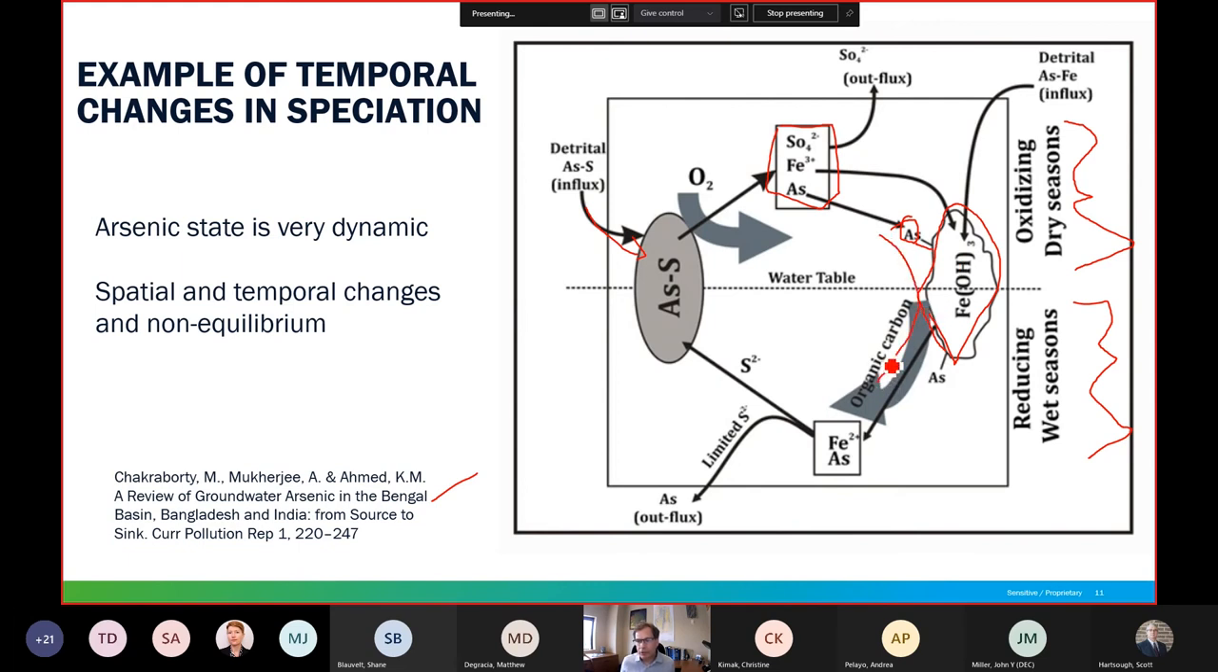As this system goes anaerobic, so now we're going down into the reduced zone, typically because of organic carbon, and in this case, because of the wet season, now arsenic and iron become more mobile and dissolve out. And when you have a limited amount of sulfate, arsenic is now mobile and can turn into a plume. When you have the right chemistry, you can actually get the arsenic sulfide to precipitate out. What you end up with is this cycle as related to oxidizing and reducing conditions, where arsenic is in and out of its dissolved and precipitated state. So that's the temporal changes.